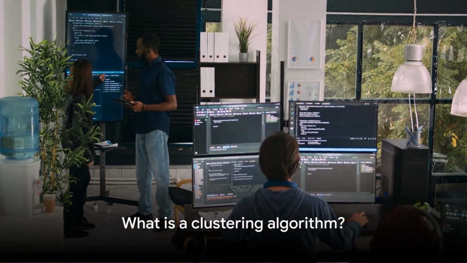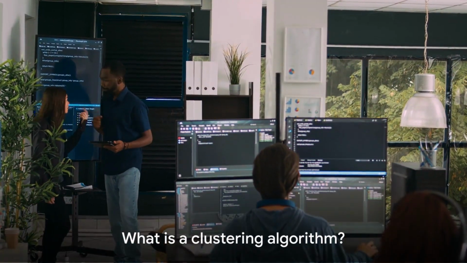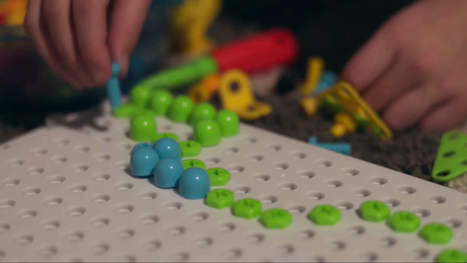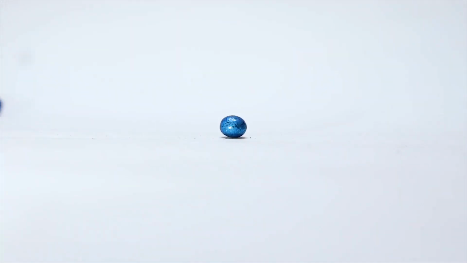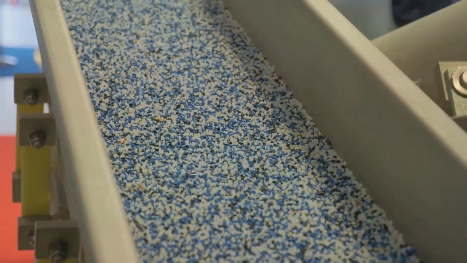Quality threshold, or QT for short, is a clustering algorithm used in machine learning. Now you may be wondering, what is a clustering algorithm? It's simply a method that groups similar data points together. Imagine you have a bag full of different colored balls. A clustering algorithm would be like sorting these balls based on their color.